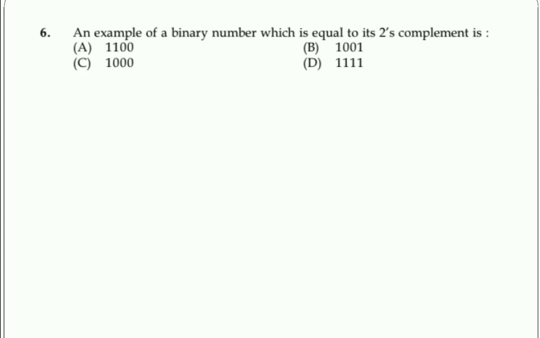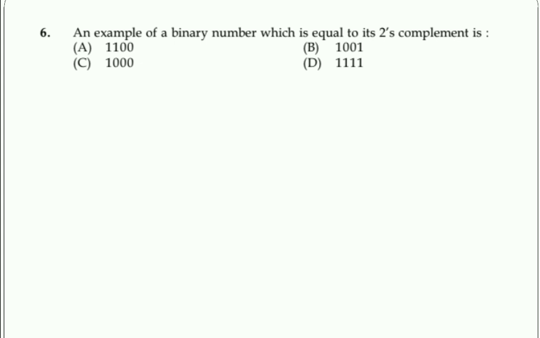Next one. An example of a binary number which is equal to its 2's complement is called dash. So in the given options, we have to find the binary number which is equal to its 2's complement. How can we find the 2's complement? First of all, we have to find the 1's complement of each value, and then add 1 to the 1's complement. Then we will get the 2's complement. So we have to check each option separately.